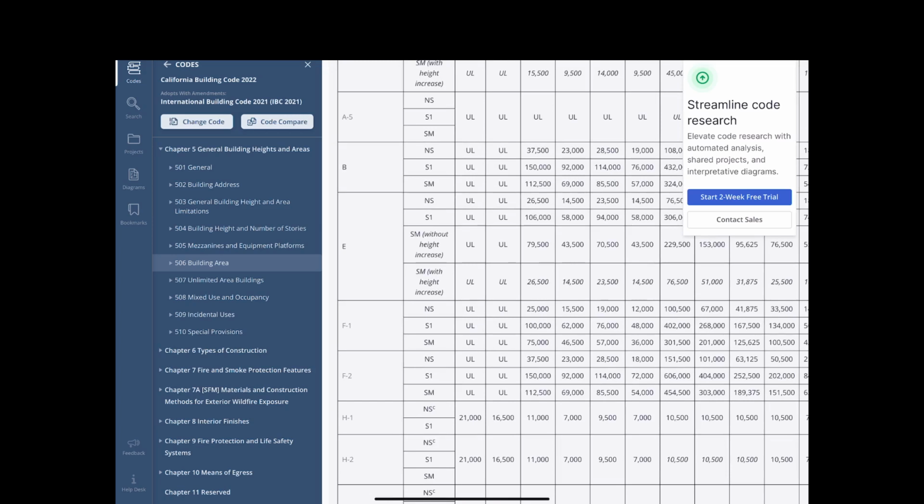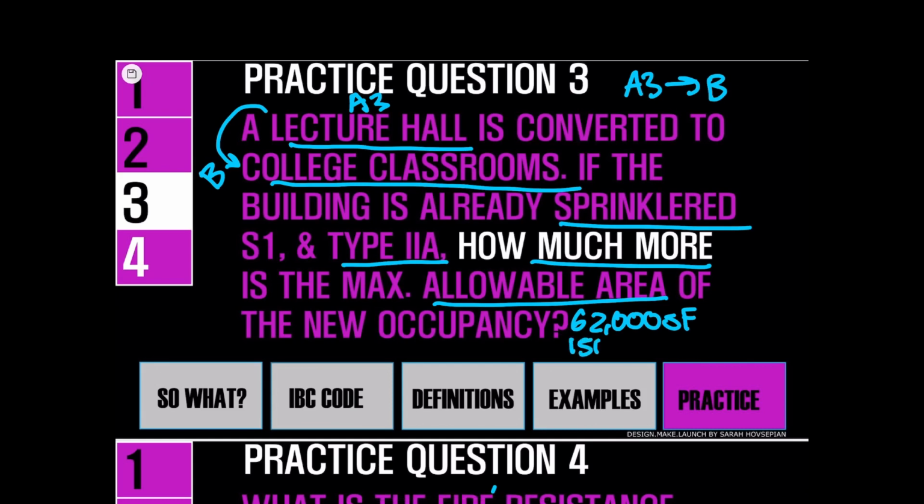Yes, it is. So if we take it to the third column, then we get 150,000 square feet if it's converted to a college classroom. That is significantly larger than the previous allowable area. Back to our screen, we'll write 150,000 square feet. So we're going from 62 to 150. Let's do the math on that. So 150,000 minus 62,000 is 88,000 square feet. That is the answer to our question.